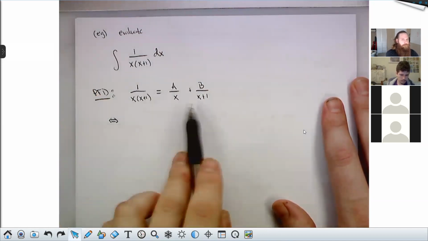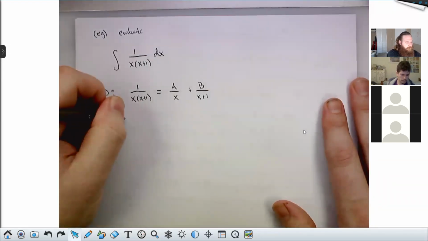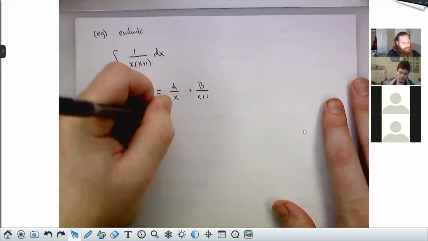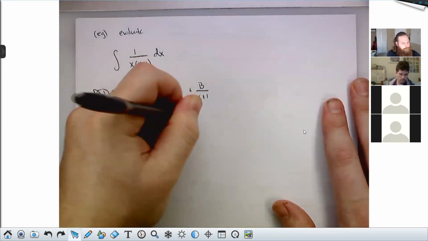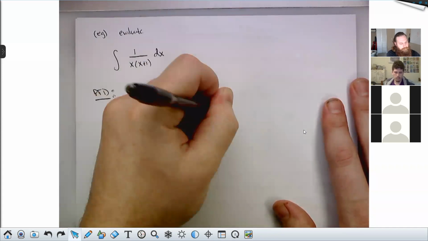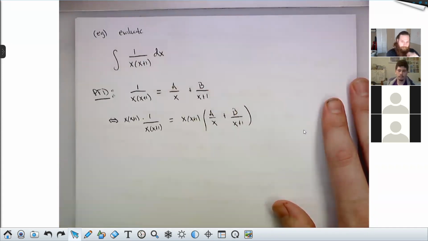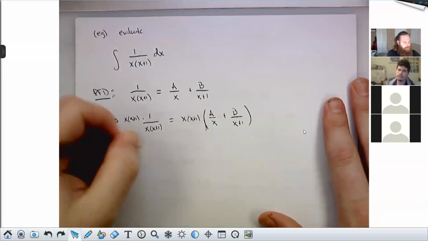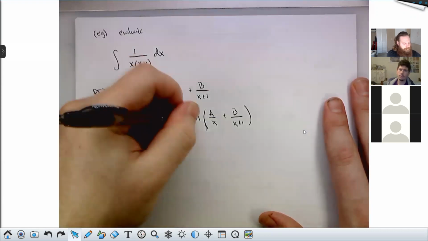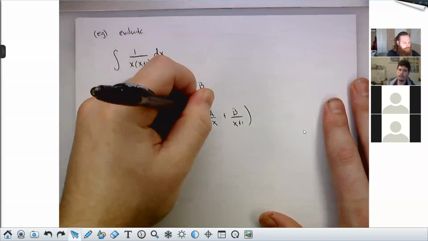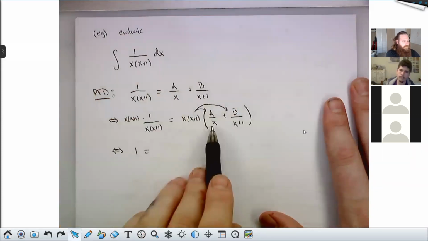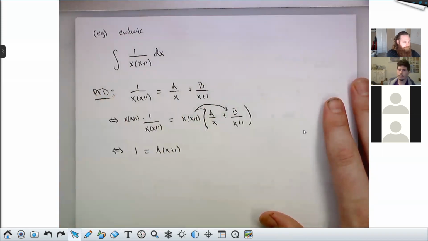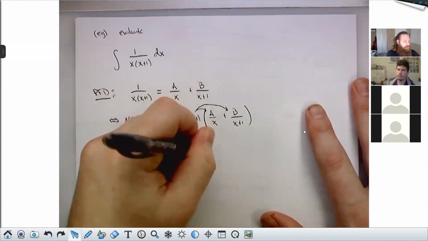Now, if these things are equal, then I can multiply on both sides by x times x plus 1. On the left-hand side, everything cancels. And on the right-hand side, I have to distribute. Here, the x's will cancel, and I'll be left with a times x plus 1. Over here, the x plus 1s will cancel, and I'll be left with b times x.